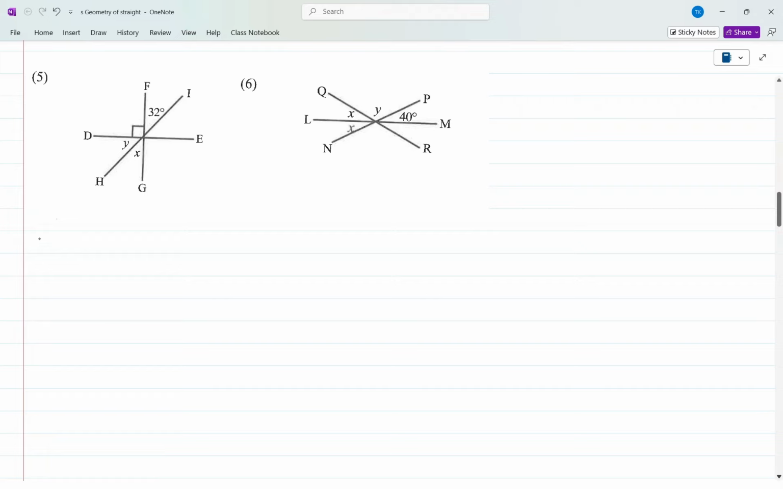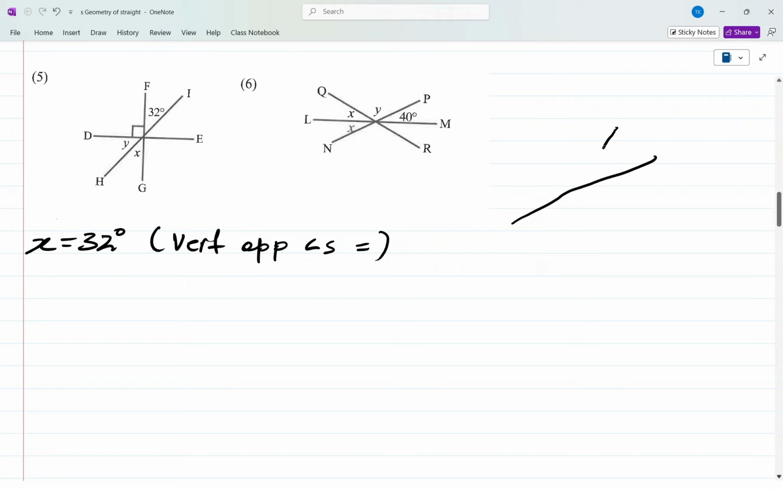So I'm going to be saying x is the same as 32 degrees because vertically opposite angles are equal. Why am I saying that? So I'm going to only show the portion of the diagram that is relevant to us now. We have 32 here. Hopefully you can see that it's 32.